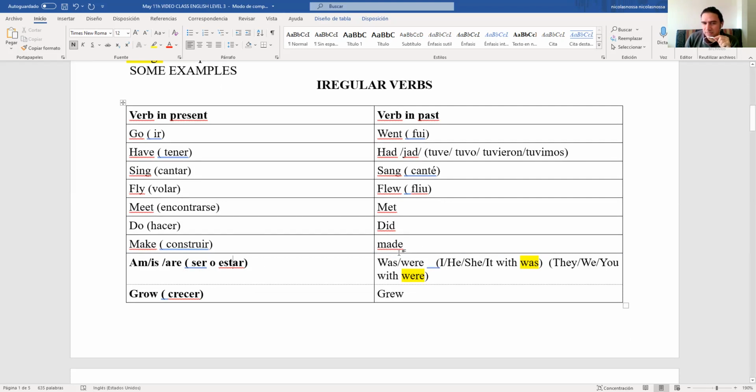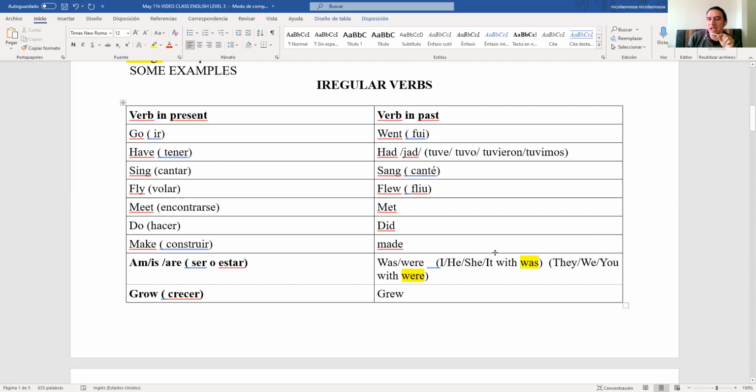En pasado se conjuga así, mira: was or were, ¿listo? Was or were. ¿Y cuándo se dice was? Pues cuando uso estos sujetos: I, yo, he, él, she, ella, it, eso, se conjuga con was. Y they, ellos, we, nosotros, you, ustedes o usted, sería con were. ¿Ok?